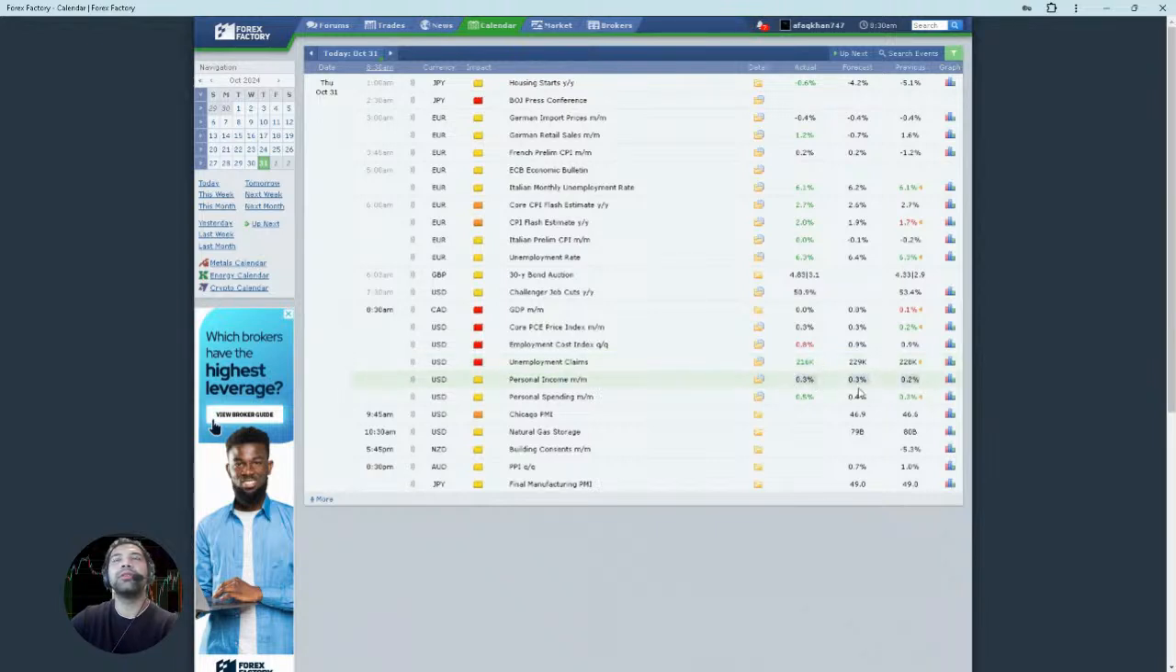So overall data of the US is really, really good, right? All of this data from this point to this point is more based on what? It is more based on inflation, right? Inflation, personal spending, personal income, all come under the head of inflation. So overall the data is great.